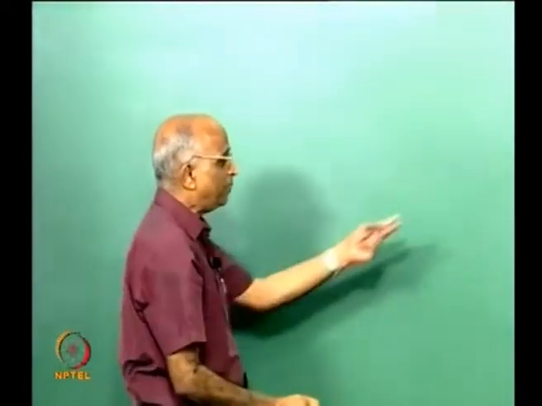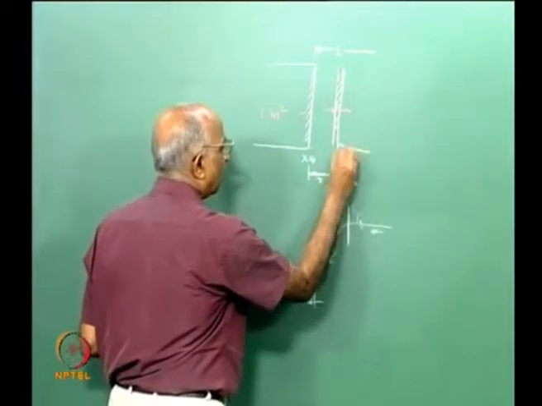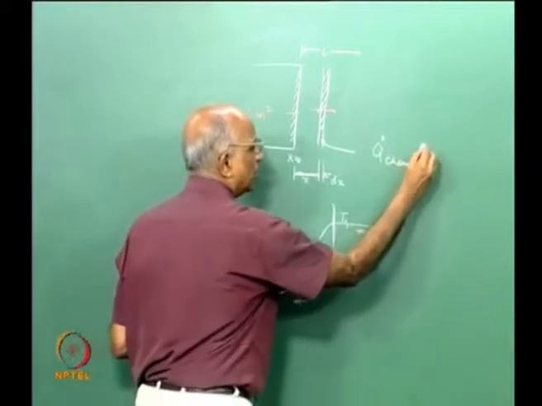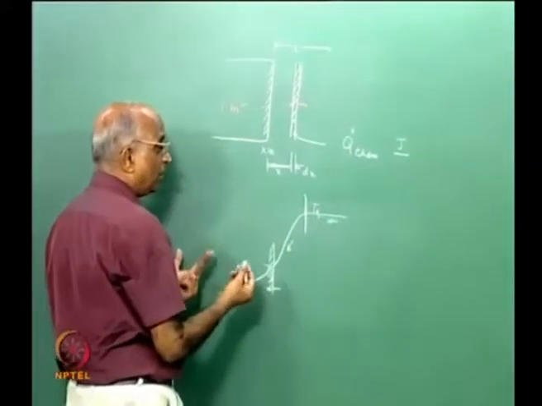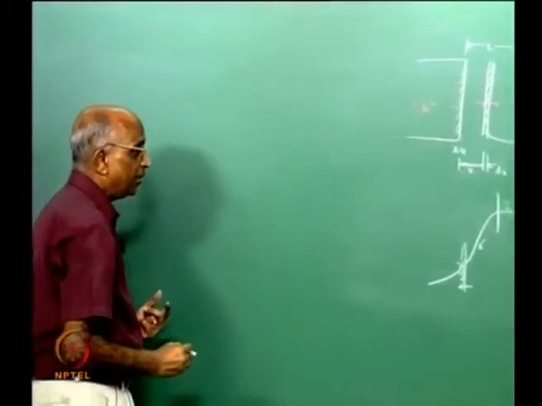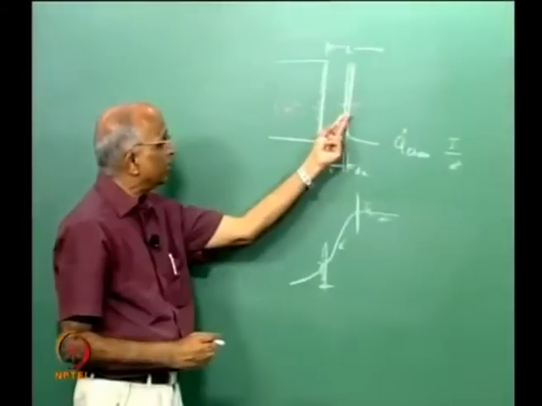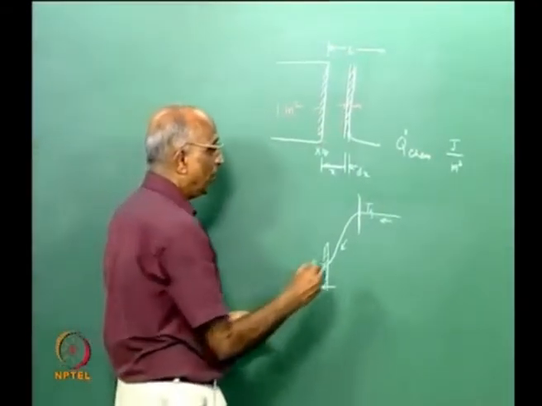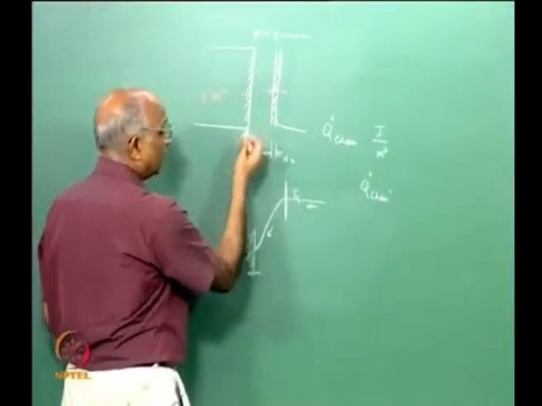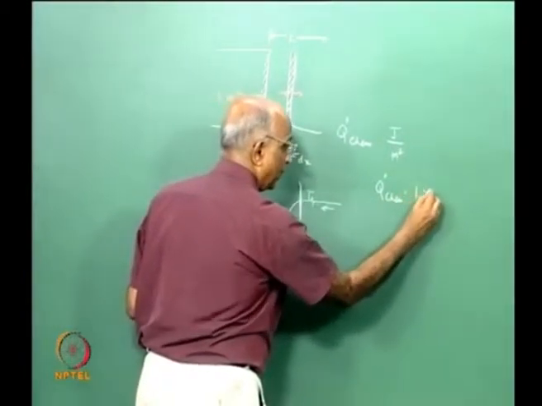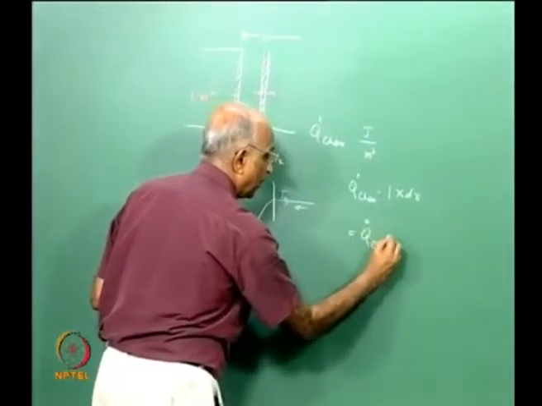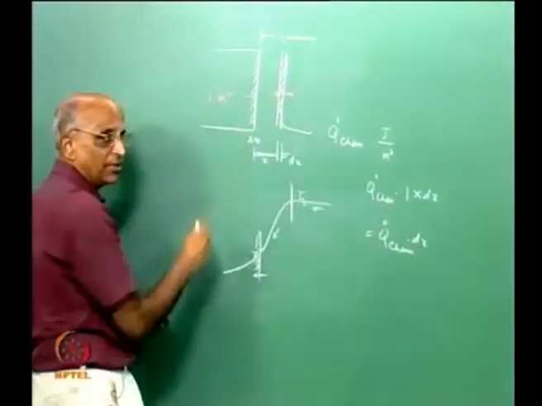In the fizz zone we said temperature is increasing. Let the rate of chemical reaction heat release be equal to Q dot chemical, so many joules per meter cube, the rate at which heat is getting generated. Therefore the amount of heat generated in this volume is going to be Q dot chemical into the volume of this element, and the volume of this element is unit area into dx, which is equal to Q dot chemical into dx, the rate at which heat is getting generated in this volume.